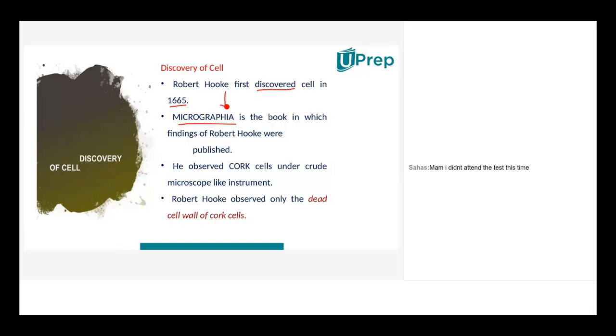Then the next important point regarding the discovery of cell is that Robert Hooke observed only dead cell wall. He didn't observe the cell, he observed only the cell wall. That's all. So he assumed that was a cell because till then nothing was discovered related to cell or cell wall. So this is the discovery of cell. These things we all discussed in detail in the starting session of tissues. I hope you people remember all these things.